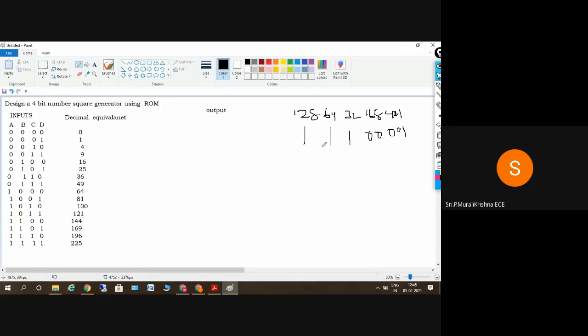Coming to 196: 128 plus 64 is 192, and 192 plus 4 gives 196. This is how we have to write the binary codes of each of these squares.